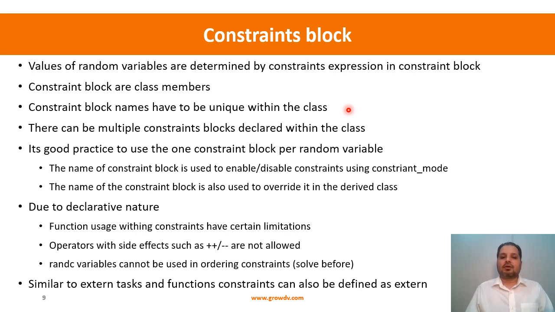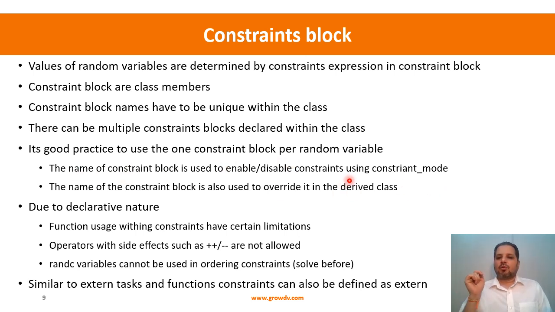You can do that. And it's generally good practice to use one constraint block per random variable. What that means is, try to avoid putting multiple logical constraints, or multiple constraints on multiple rand variables, within the same constraint block. That's what it means. And you may ask, why do I need to do that?